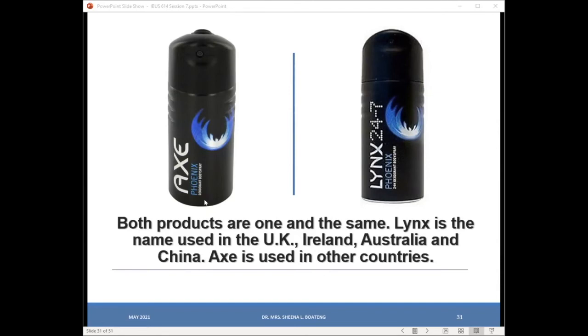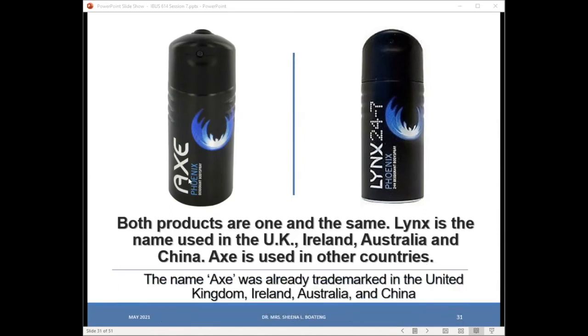And when they were ready to introduce Axe into these other countries, being the UK, Ireland, Australia, and China, Axe had already been registered and trademarked by someone else. So they couldn't use the name Axe again in these markets. So they had to use another name, and they chose to go for Lynx.